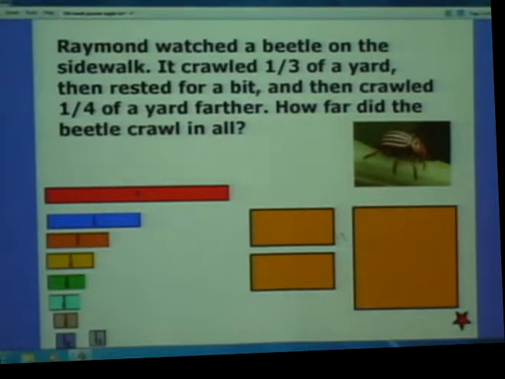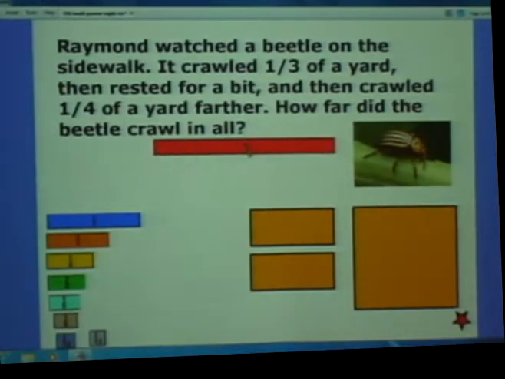Another example, Raymond watched a beetle on the sidewalk. It crawled 1/3 of a yard, then rested for a bit, then crawled 1/4 of a yard farther. How far did the beetle crawl in all? So, my 1 whole represents 1 yard, because that's what the story's about. The first time, he walked 1/3. And we're teaching our children, if you ever hear unit fraction, that's where the 1 is the numerator, because you can't take it any smaller. That's as far as I can go. And after the 1/3, then he walked 1/4.